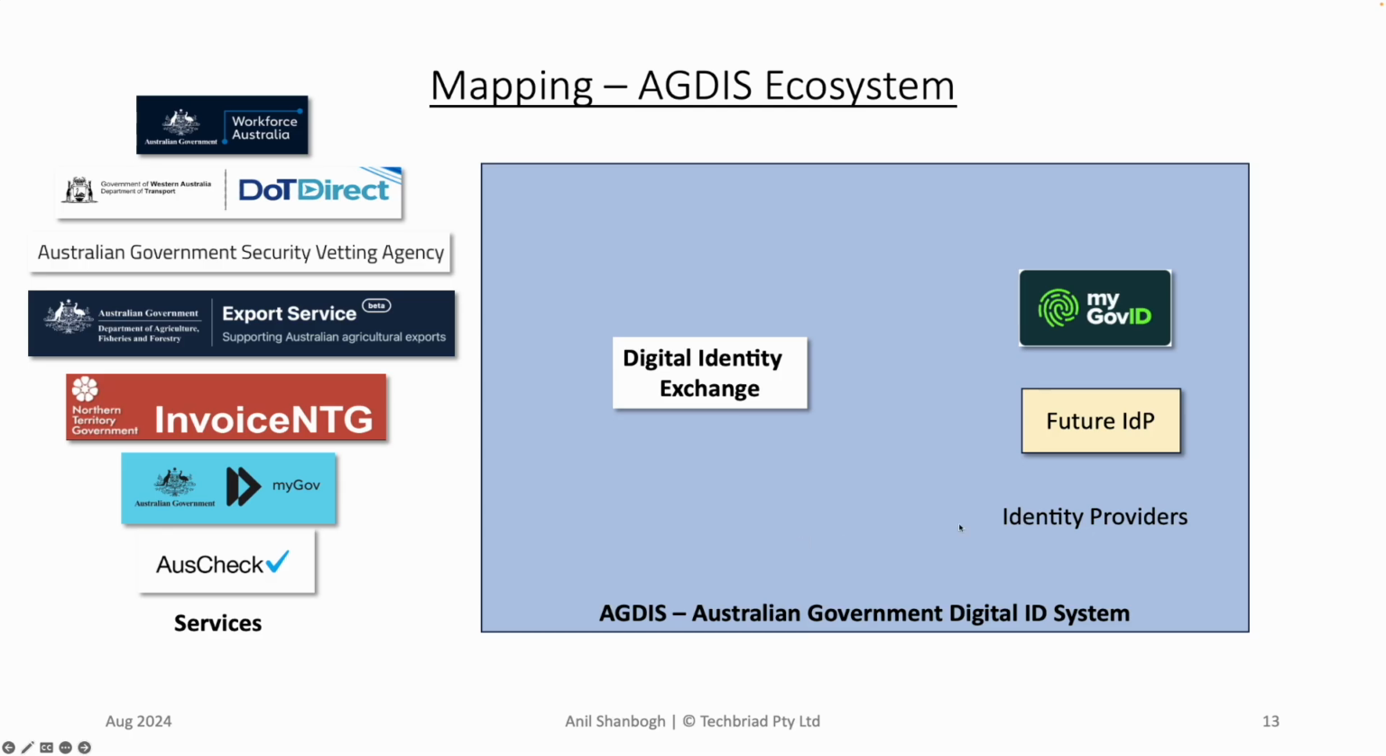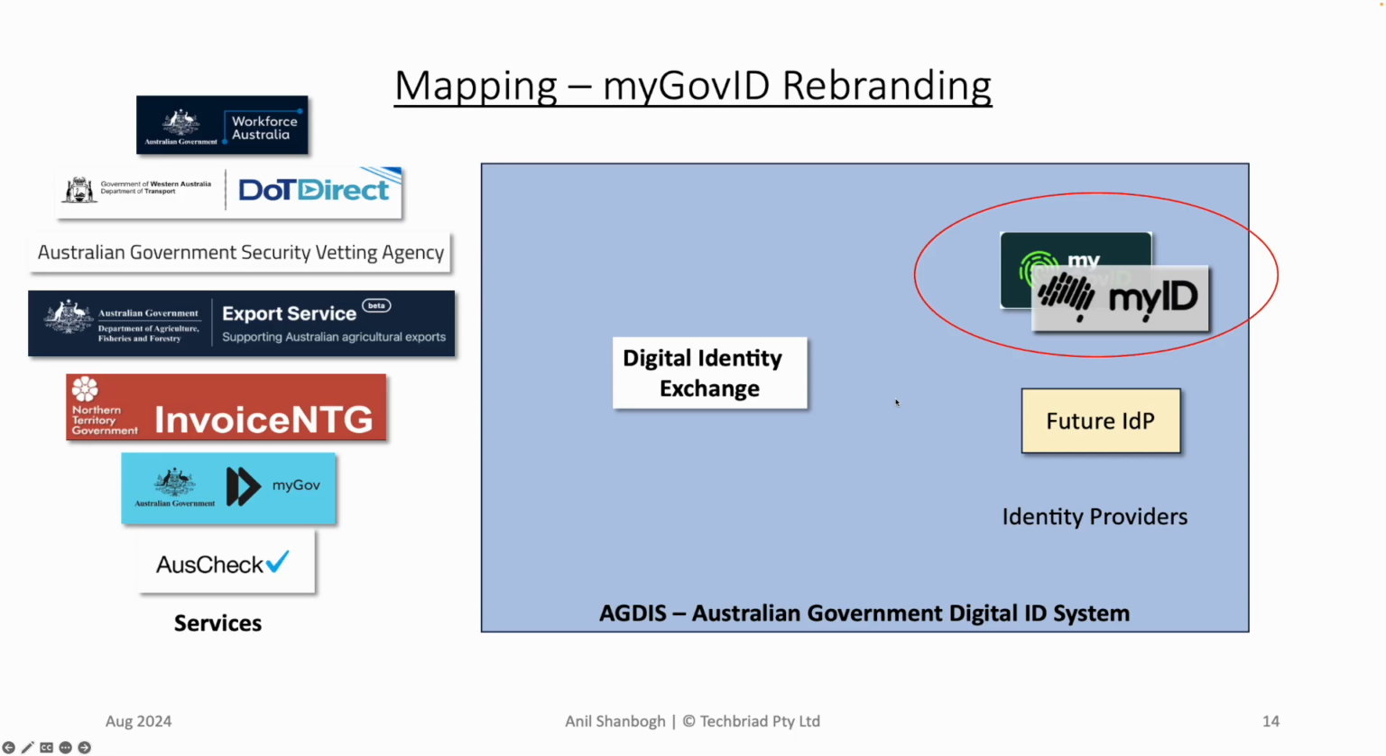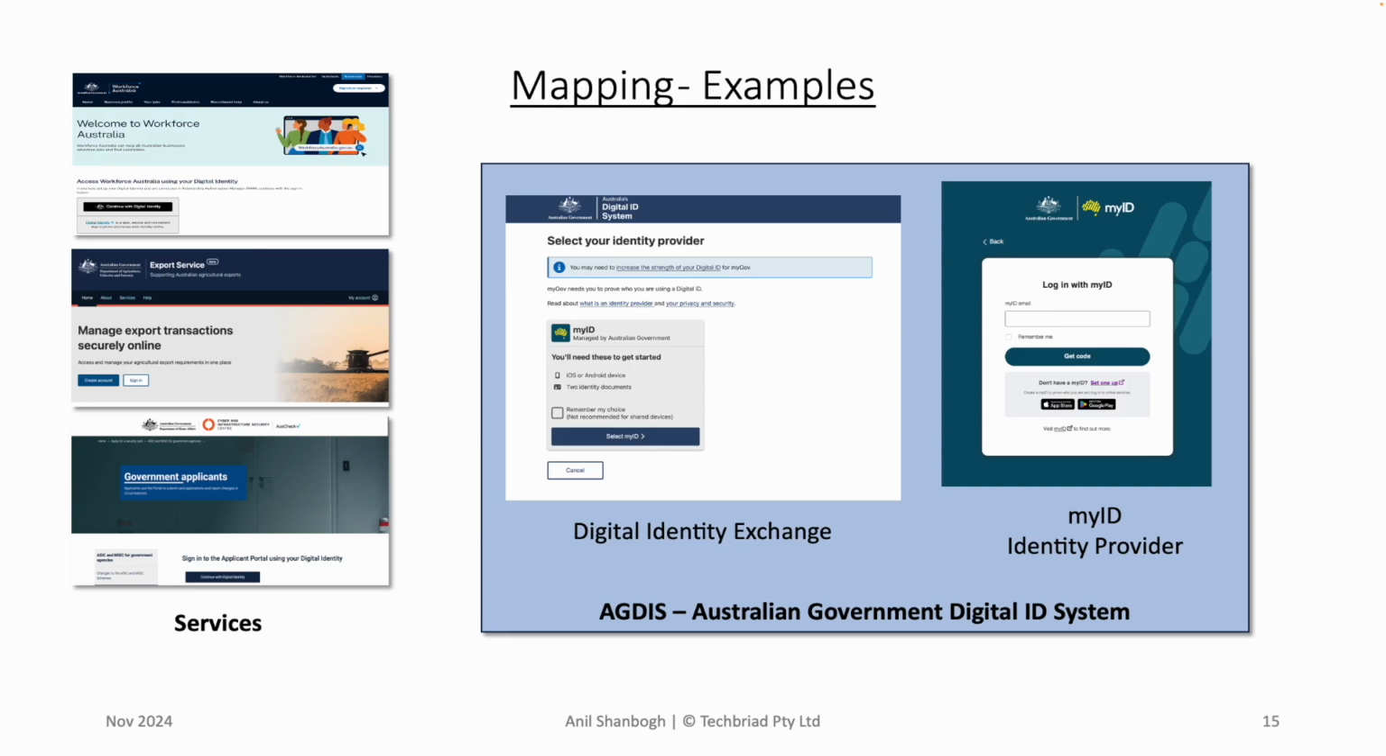So once I register with AGDIS and get a digital ID, I can reuse that digital ID across different online services, could be private or public. Now, one thing to note is that myGov ID is the same as myID. My ID being the new name, but essentially they're both one and the same. Let's have a look at what these services really look like.